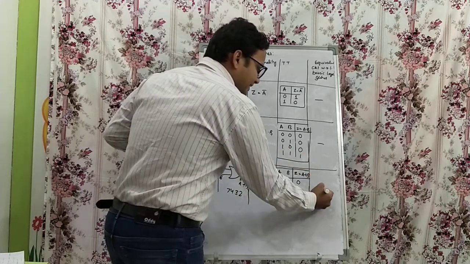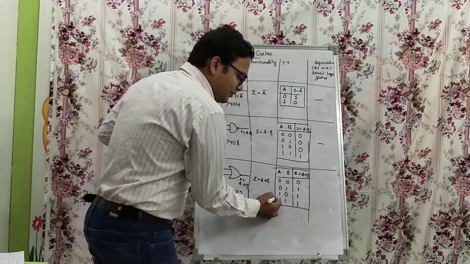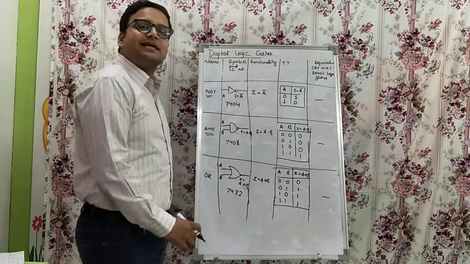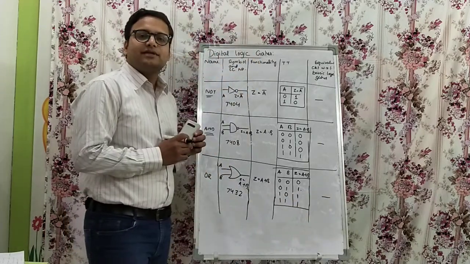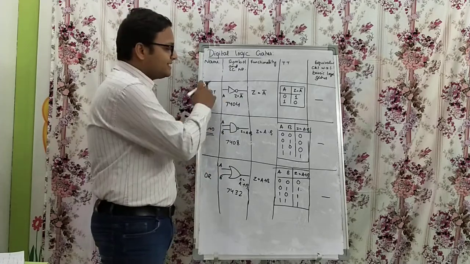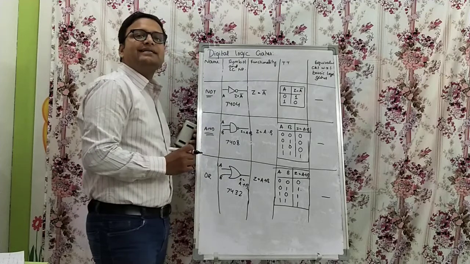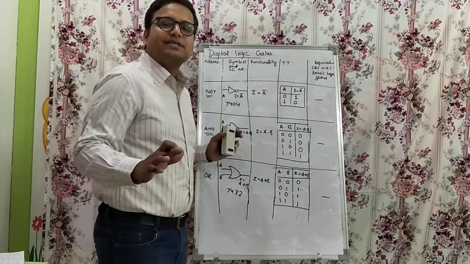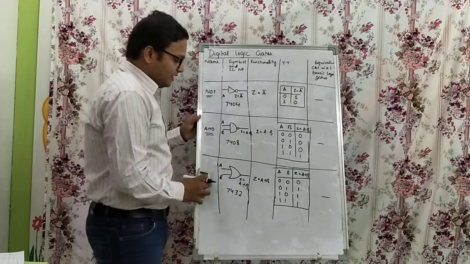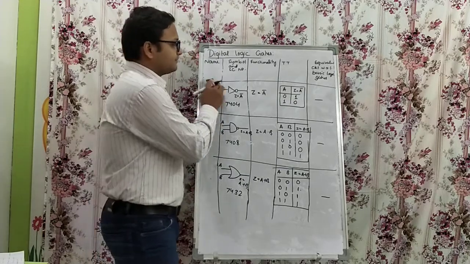What is the equivalent circuit with respect to basic gates? Since it's a basic gate, we cannot have an equivalent circuit for OR. So these three are called basic logic gates. With these basic logic gates, we can design any type of logic circuit in digital. Okay, now we move to the universal logic gates.